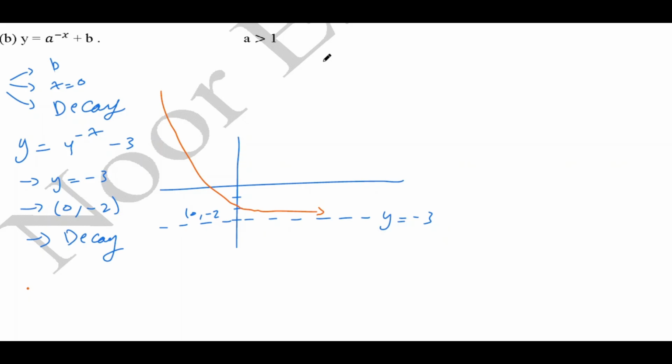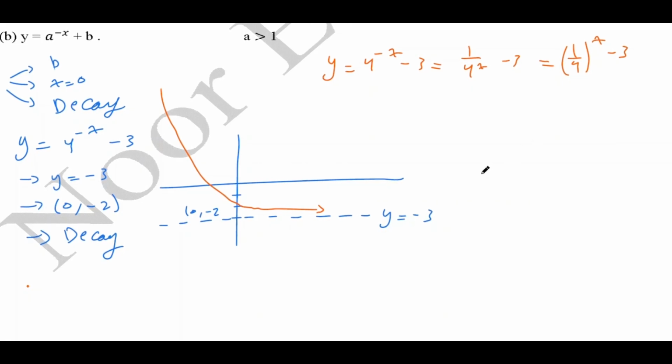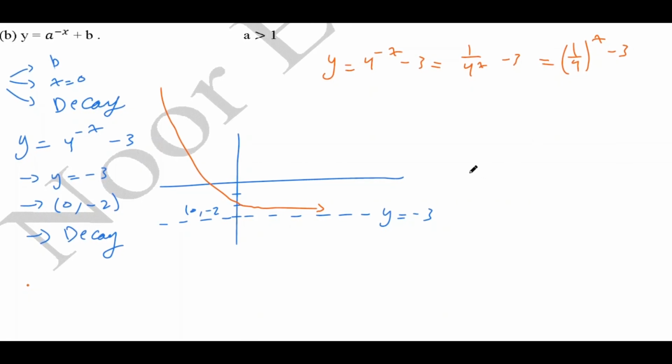Okay, some students said y equals 4 to the power negative x minus 3 is similar to 1 over 4 to the power x, minus 3. And this is correct. And also it's similar to 1 over 4, all of it to the power x, minus 3. I hope these two cases are clear, students.